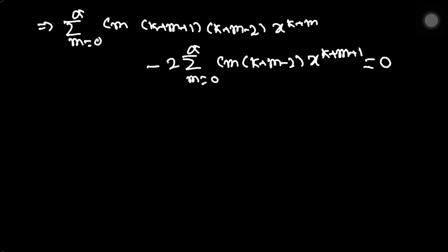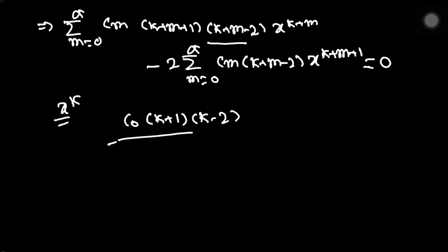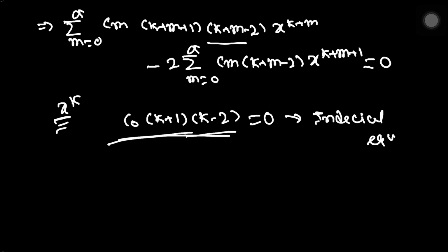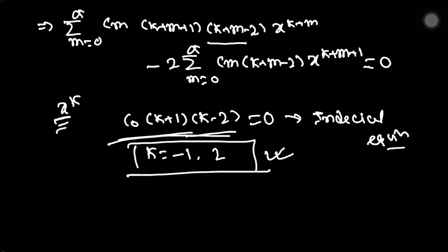Here there is no x to the power k, because it starts with x to the power k plus 1. So the coefficient of the lowest power, x to the power k, is c_0 into (k plus 1) into (k minus 2), and we equate the coefficient of x to the power k to 0. So it gives the indicial equation. From this we will get k equal to minus 1 and 2. So we find the values k equal to minus 1 and 2.